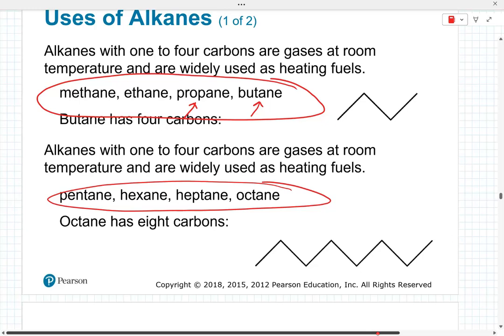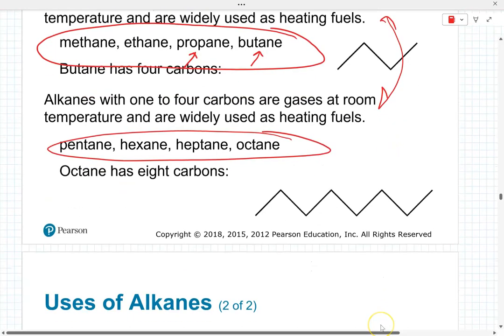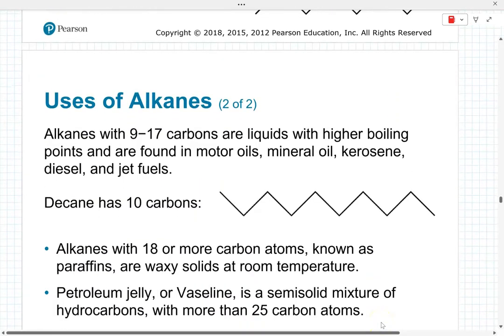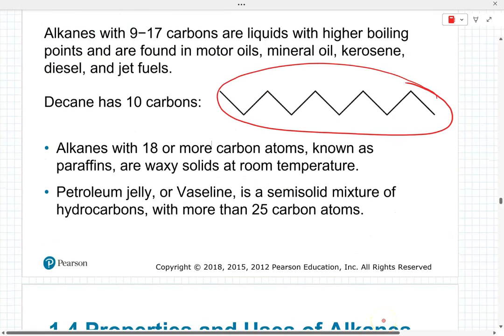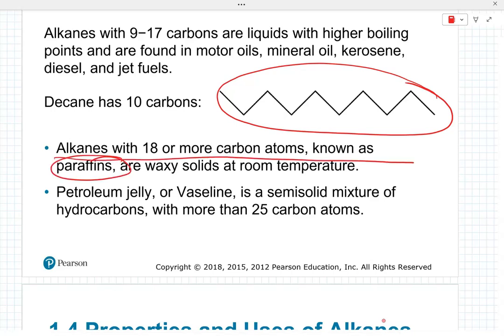These are liquids. You see, they for some reason copied the same statement. So pentane, hexane, heptane, octane, and above that, they are liquids. These are liquids with higher boiling points, and paraffins are alkanes with a lot of carbons. Okay? Trying to think of a good example. Yes, I do have actually a good example.